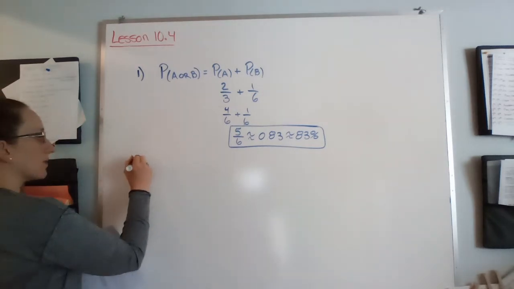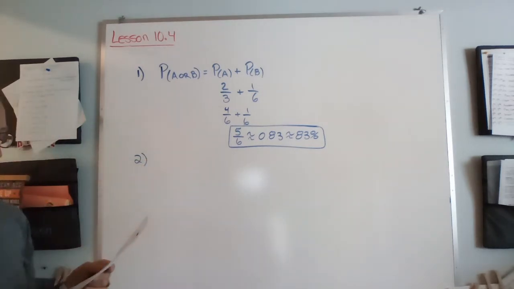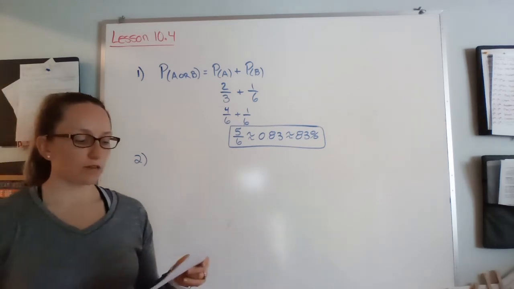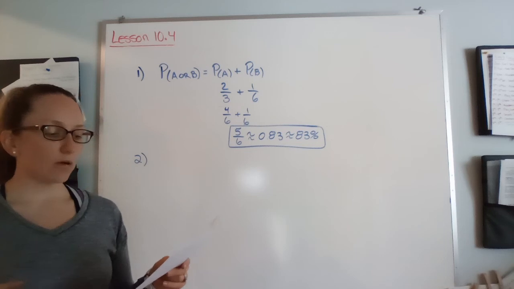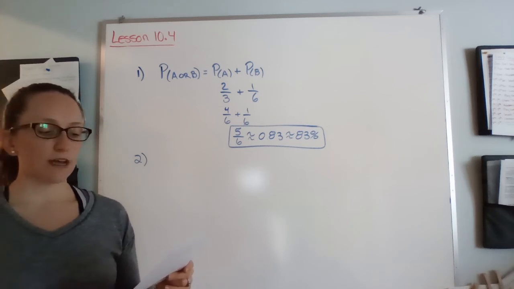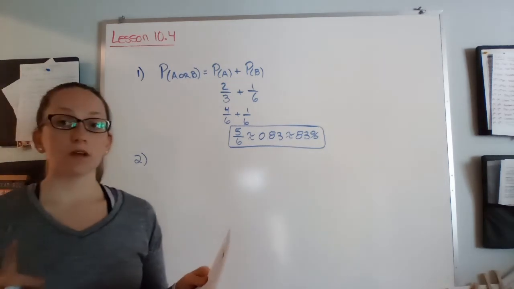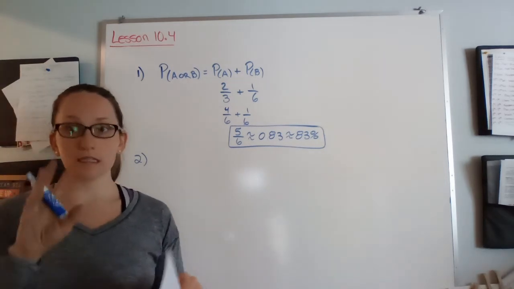All right, and the last problem for today, it says the probability of A is equal to 0.8, the probability of B is equal to 0.05, and the probability of A or B is equal to 0.6. Find the probability of A and B. Okay, so this one, find the probability of A and B. They want to know what is the overlap.